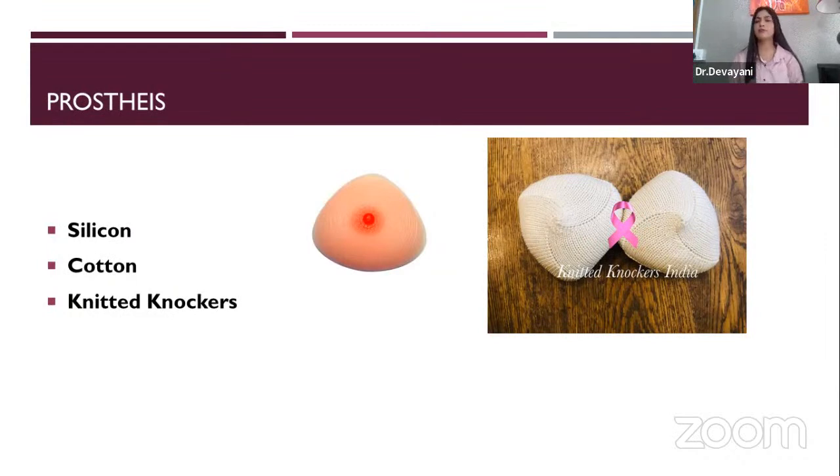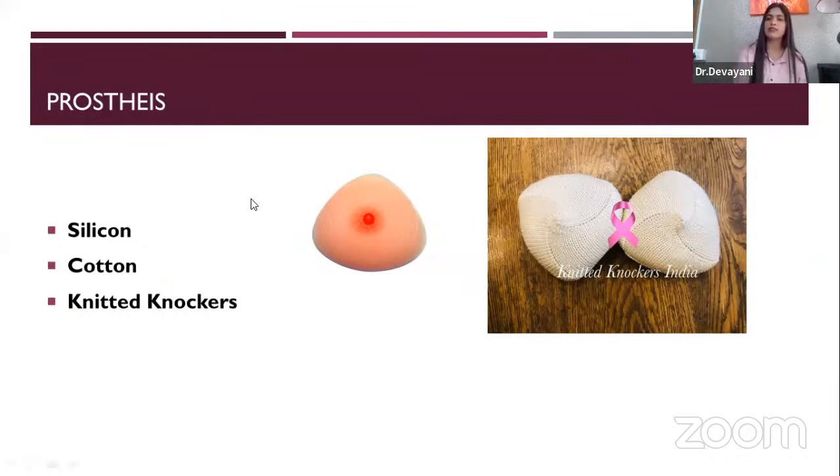Prosthesis. Yes, a lot of prostheses are available in the market, and prescribing a prosthesis to a breast cancer survivor is mandatory, the external prosthesis I'm talking about, not just because of the cosmetic appearance of the woman, but because it helps in maintaining a proper posture. One side there is a breast, and on the other side there is no breast, so it can lead to a little bit of spinal changes and weight imbalance.